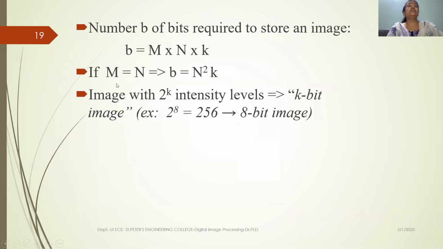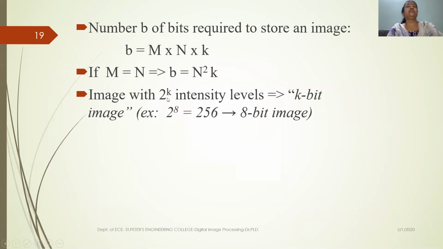Then, how can we calculate the number of bits for storing any image? It is b equals m into n into k. M is the number of rows, n is the number of columns, k is the number of bits per pixel. So b is the number of bits required to store an image. If I consider a square image, m equals n, then b equals n square into k.